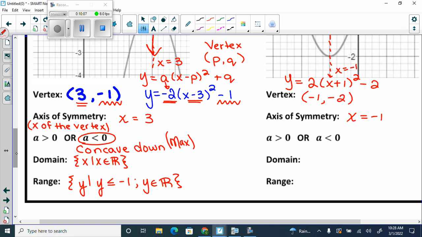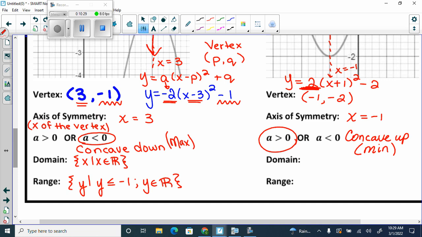Is your a greater than 0 or less? It's greater because it's positive, which means it's concave up and a what? Max or min? Min. Because it's like a valley.